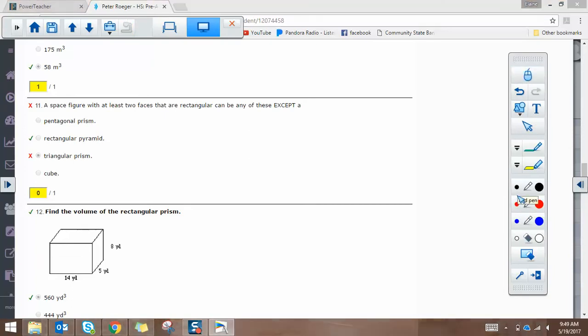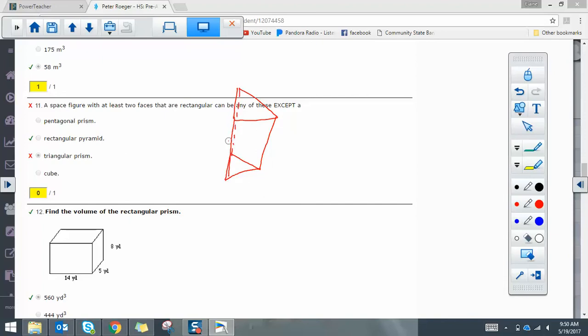Number 11 says that a space figure with at least 2 faces that are rectangular can be any of these except. So then you kind of have to just imagine these figures in your head. A triangular prism, which is the one you selected, doesn't have any rectangular faces, so I'll try to draw this three-dimensionally if I can. So a triangular prism has a triangle base and another triangle base, and those bases are connected.